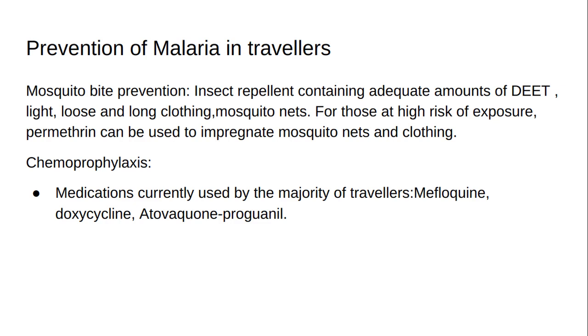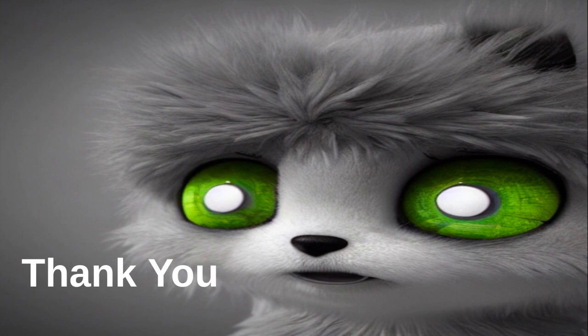For destinations of moderate risk, factors such as length of stay, accommodation, medical history, and likelihood of compliance impact significantly on the decision-making process. For mosquito bite prevention: insect repellent containing adequate amounts of DEET, light, loose, and long clothing, and mosquito nets. For those at high risk of exposure, permethrin can be used to impregnate mosquito nets and clothing. For chemoprophylaxis, 3 medications are currently used by the majority of travelers: mefloquine, doxycycline, and atovaquone.